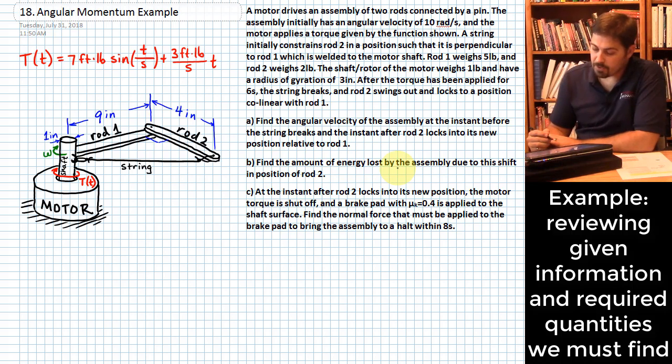And then for the last part, it's kind of another thing that begins to happen. Let's say that as soon as it locks into place in its new position, we shut off the motor right at that point in time, and then apply a brake pad of some kind to the shaft surface, okay? And the shaft is 1 inch in diameter. So we'll apply a brake pad to the surface of the shaft and push on it with some normal force. And we want to find what normal force we would need to push on it with so that we get it to slow down and stop within 8 seconds. So we'll find an 8-second slowdown, how much force we would need on that brake in order to get it to slow down like that.